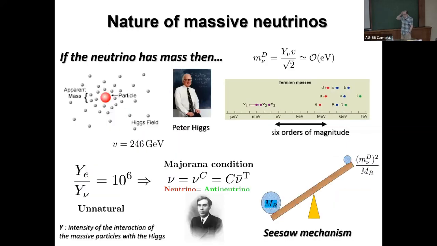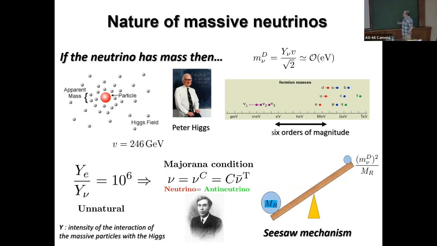So let's go to the nature of the massive neutrino. We are going to switch. We are going to talk about neutrino mass, but we are going to the other side of the big questions in neutrino. And one of the big questions in neutrino is, what is the nature of the neutrino?